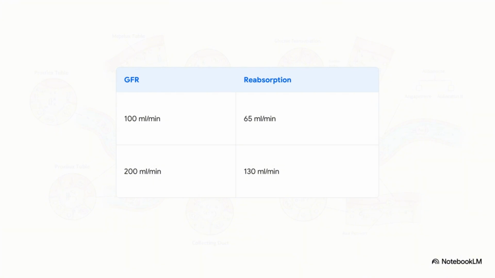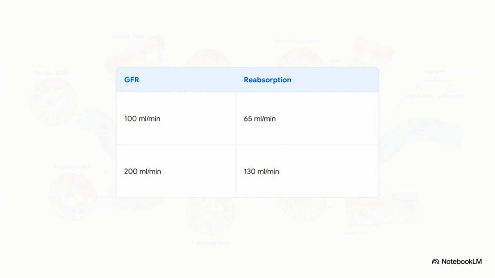If your GFR is 100 milliliters per minute, the tubule reabsorbs 65. But let's say systemic changes cause your GFR to suddenly spike to 200. The proximal tubule doesn't just get overwhelmed, it scales its absolute reabsorption right up to 130 milliliters per minute. The absolute volume changes, but that percentage stays locked at roughly 65%.